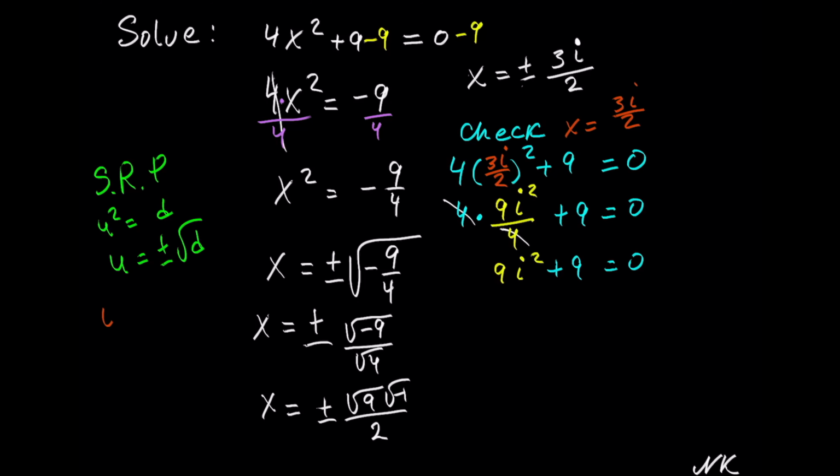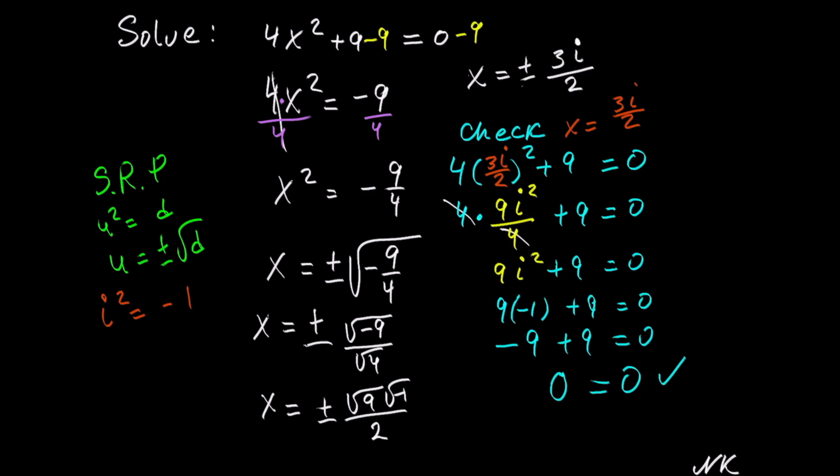We need to remember that i squared is equal to negative 1. So we get 9 times negative 1 plus 9 has to be equal to 0. 9 times negative 1 is negative 9 plus 9 has to be equal to 0, and we get negative 9 plus 9 is 0. So 0 is equal to 0. True statement. So first solution checks out.